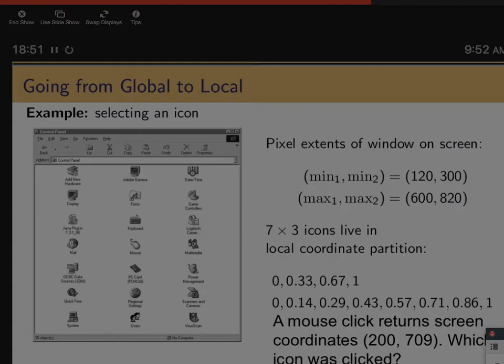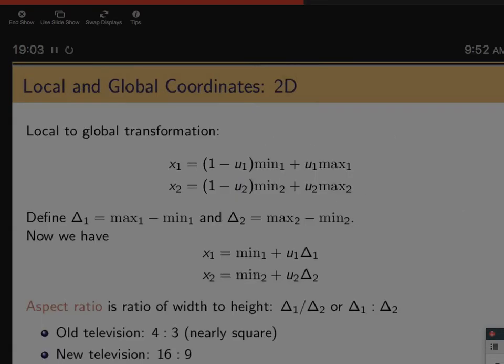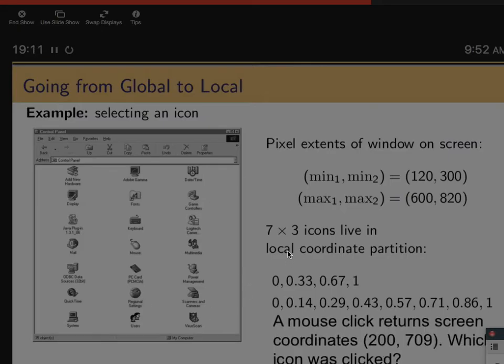How many people have absolutely no idea how to begin trying to solve this problem? Okay, we got one or two. So we gave you a couple of formulas. How might you use these to think about how to approach that? Again, think about these formulas. You have min and max. Can you figure out what deltas are? You're trying to go from one coordinate system to another.